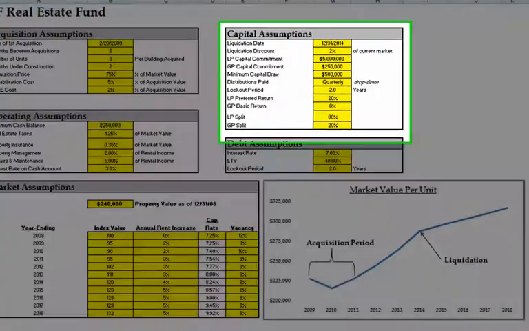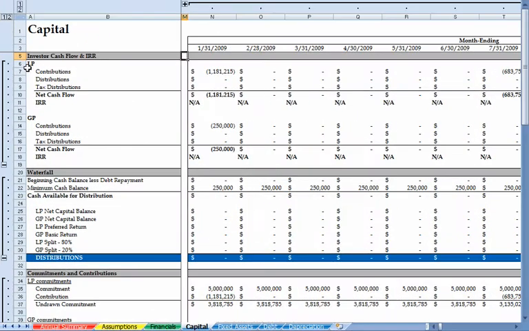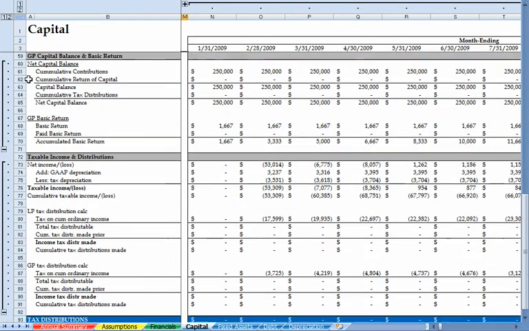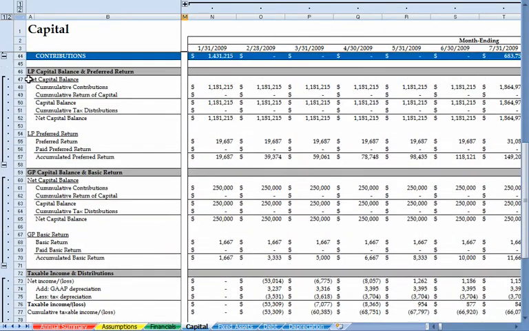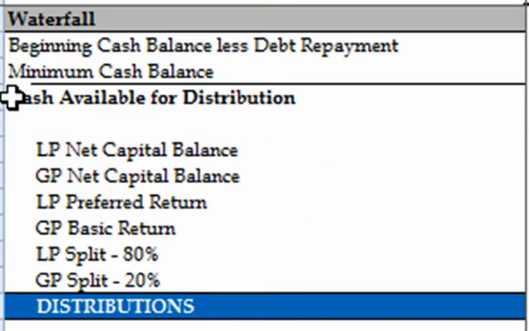Next, we examine the capital assumptions. With these parameters, John can restructure the company with great ease, therefore allowing him to efficiently negotiate with prospective investors. The Capital tab is responsible for maintaining the investor's cash flow. Based on the assumed formation, the Capital tab will calculate returns and then activate the distribution mechanism. The waterfall, or structure of distribution priorities, can be easily changed as well.